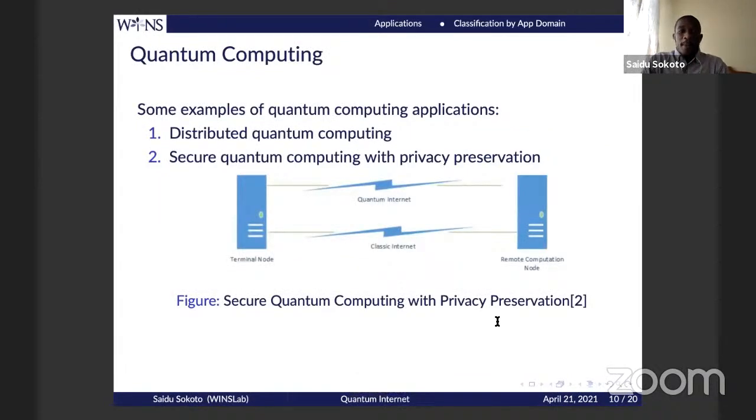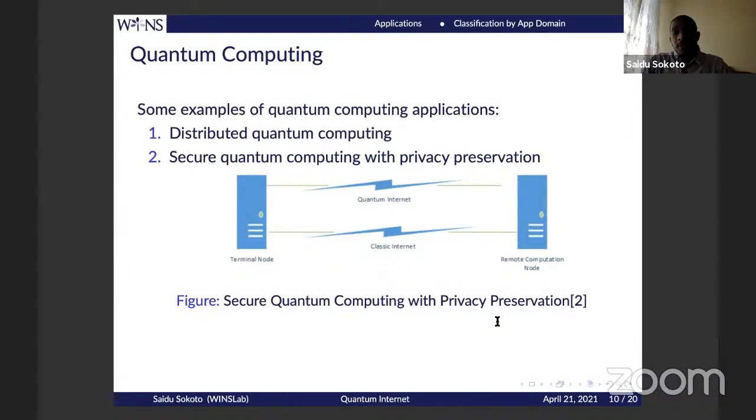We also have the quantum computing. As an example of quantum computing applications, you can have distributed quantum computing. This is a situation where we have remote nodes or remote low power nodes which have low qubits, for example, or a small amount of qubits, distributed and communicating with each other, of course in coordination, using the quantum internet in order to simulate a virtual large-scale quantum computer.